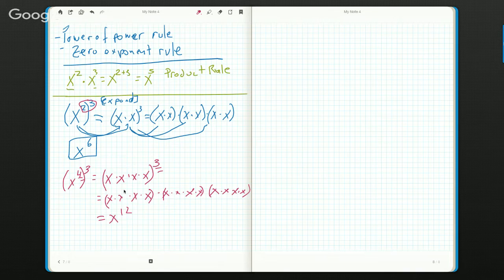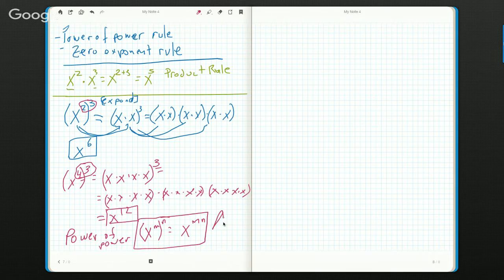So you can see that here we get 3 sets of 2, and here we get 4 sets of 3. And what is that? That's just multiplication. So our power of power rule says that x to the m, all to the n, is equal to x to the m times n power.